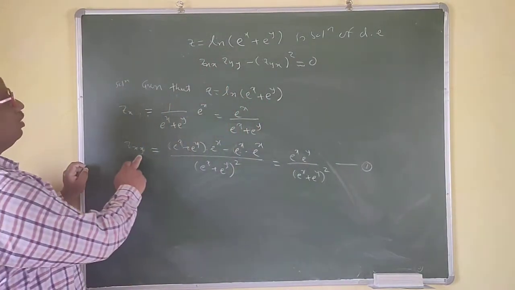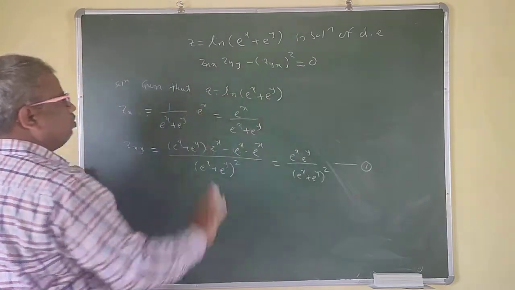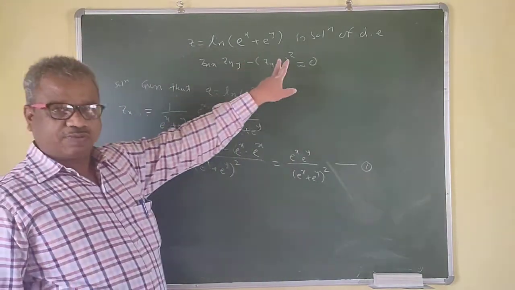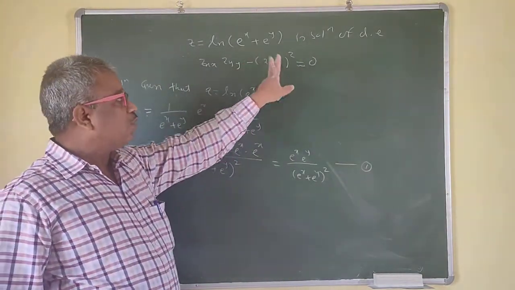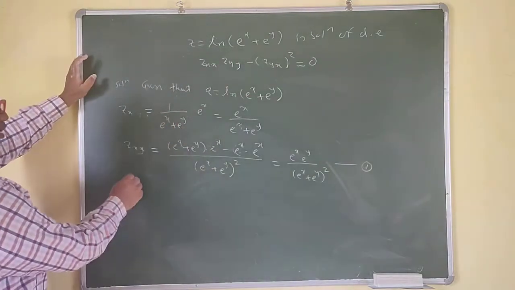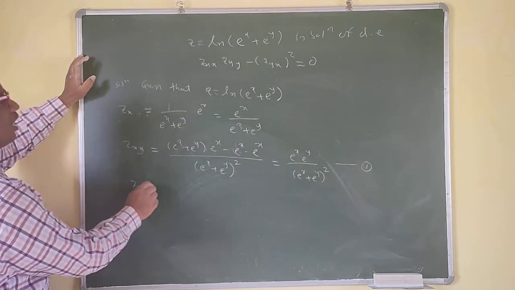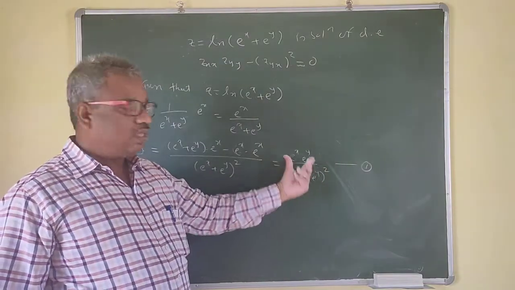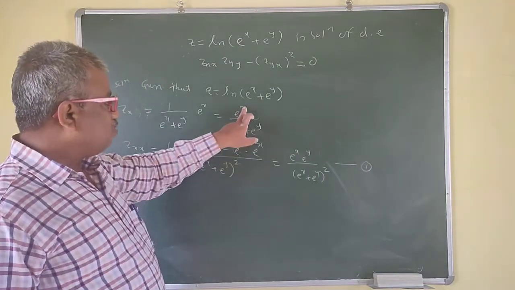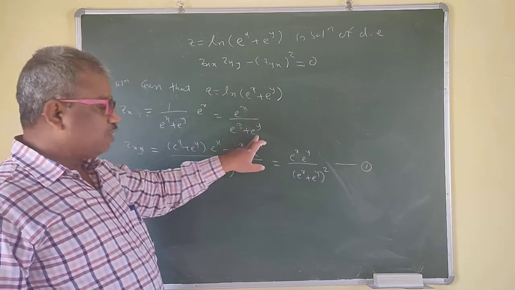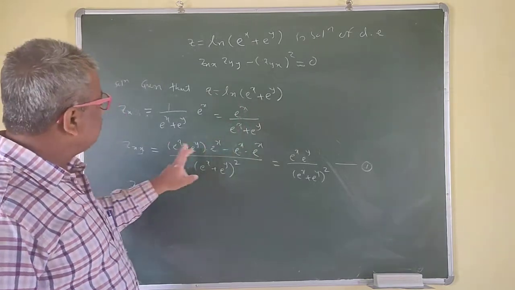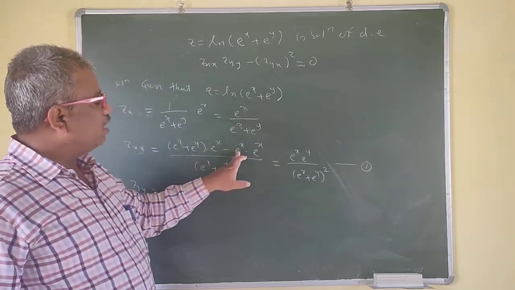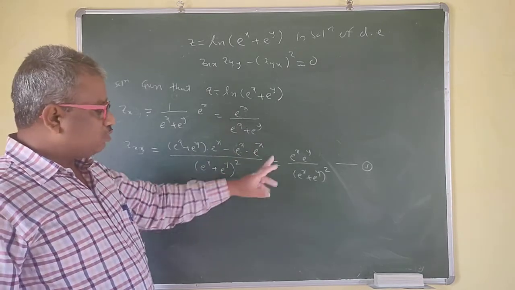Now for z_yx, we need z_y, and then we'll differentiate z_y with respect to x. First we'll differentiate for z_yy. Now see, z_yy will be the same thing, because this will be e raised to y upon e raised to x plus e raised to y. So what we get now? e raised to y will be here, right? e raised to y, e raised to y. That means what we get here?